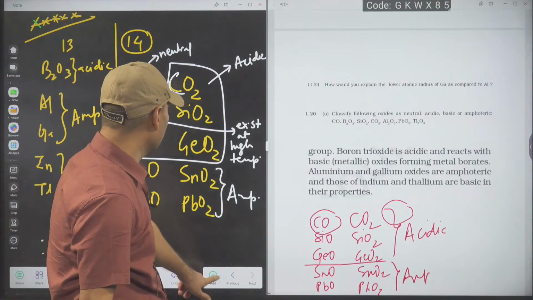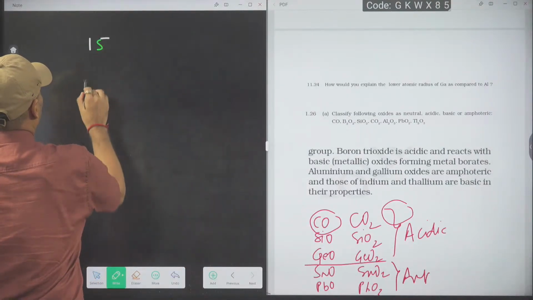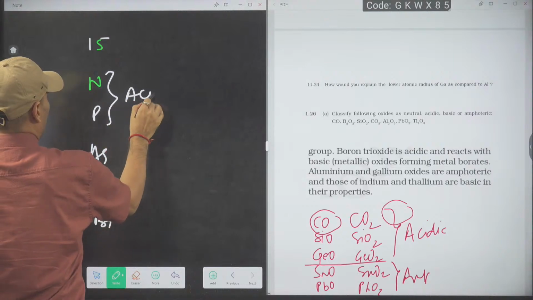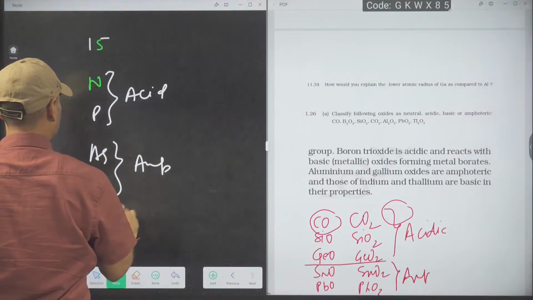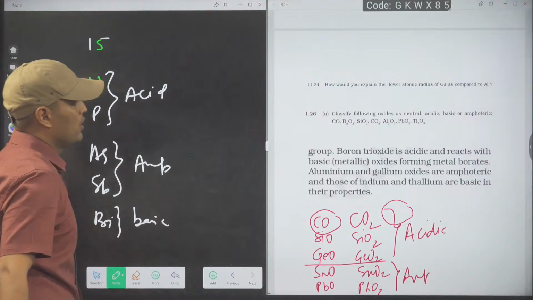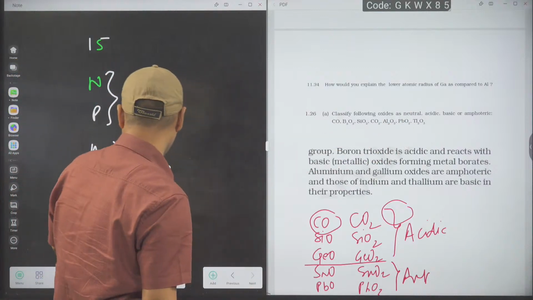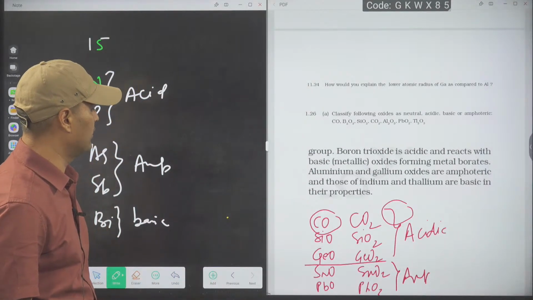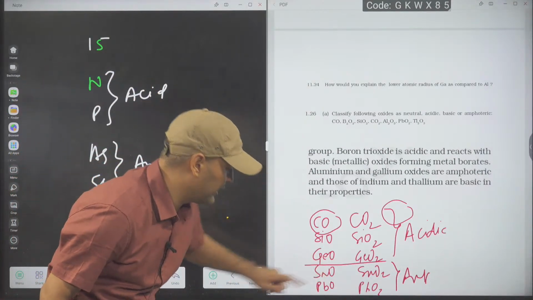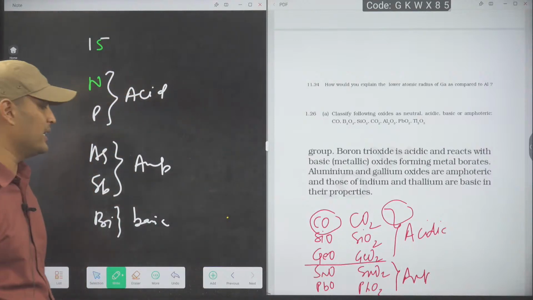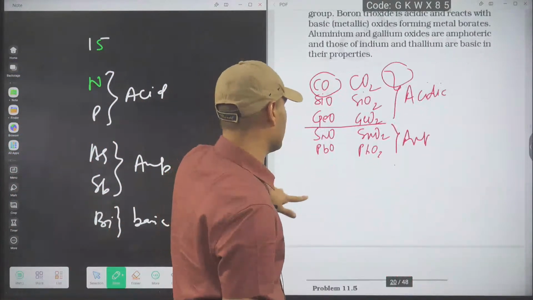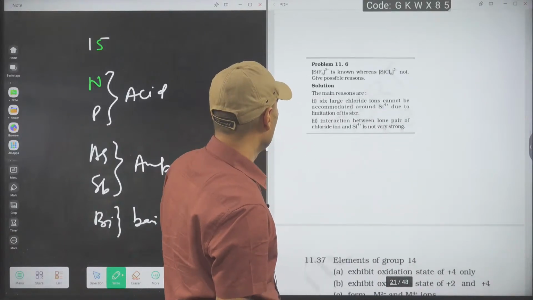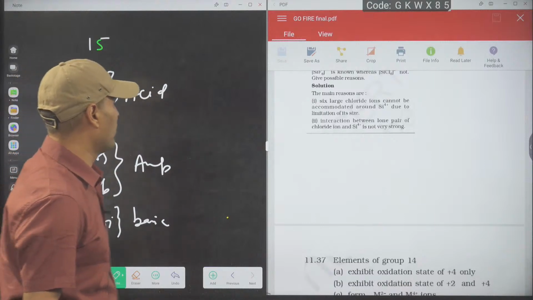Done? And then you can go for the next one, that is group 15: nitrogen, phosphorus, arsenic, antimony, bismuth. In the initial ones acidic, the middle one amphoteric, the last one basic. So based on this you can do it very easily. So CO is neutral, and these are amphoteric. The oxide part is very, very important.